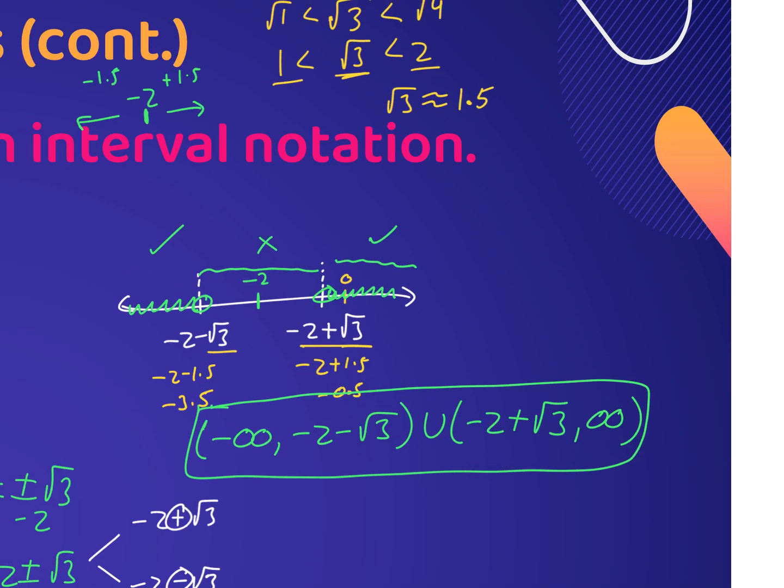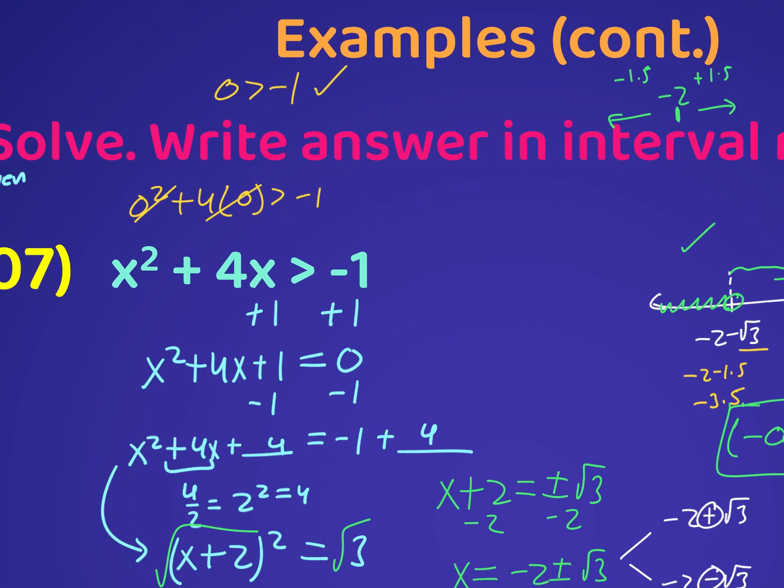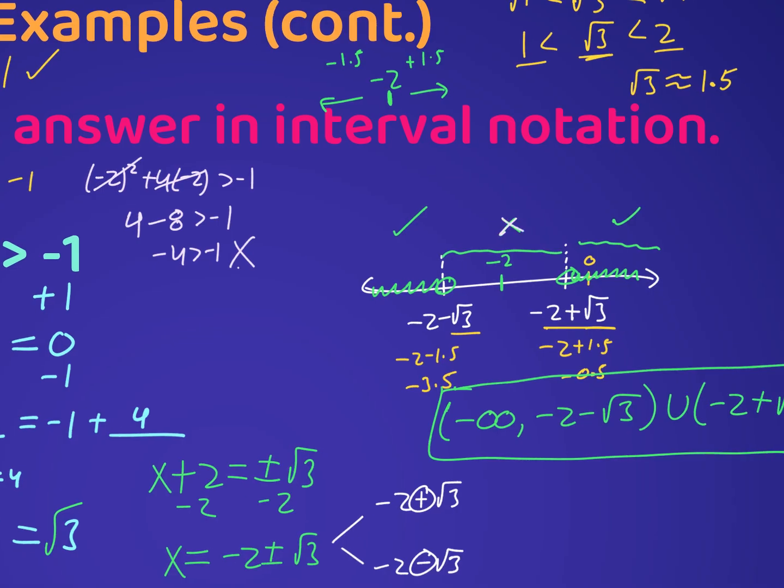All right, if you had tested negative 2, then we would have got negative 2 squared plus 4 times negative 2 is greater than negative 1. Negative 2 squared is 4. 4 times negative 2 is 8, minus 8. And then I get negative 4 is greater than negative 1, which is not true, right? Either way, we get the same thing, right? The middle doesn't work, but the outer ones do, all right?